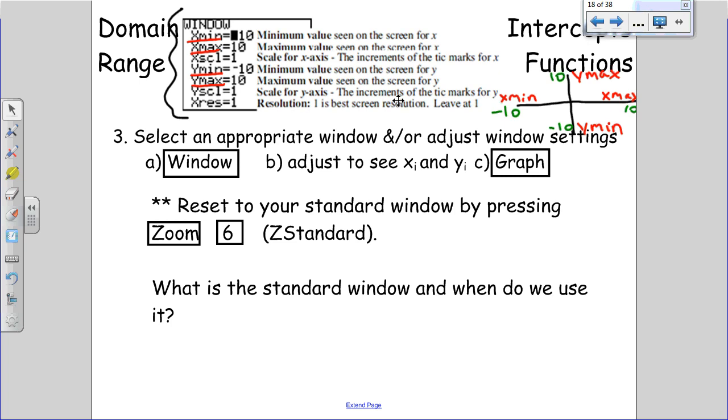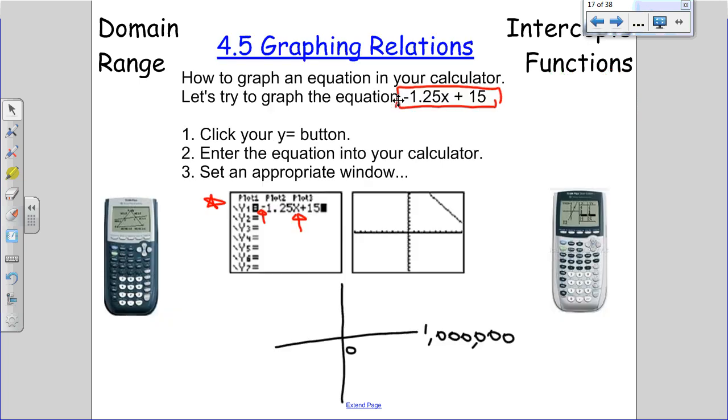Alright, now that we've picked this window, which it should have already been picked for you, I want you to hit the graph button, the one in the very top right-hand corner. That's going to actually graph what the equation was. When you graph it, it should look like this. Did everybody get that graph? Yeah.